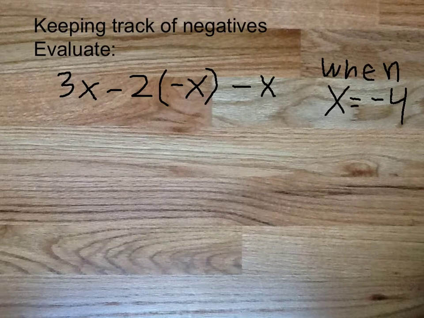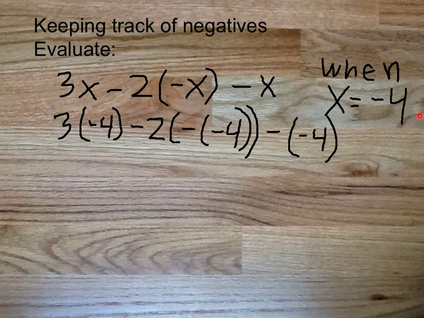Okay, as a demonstration of keeping track of negative numbers, I'm going to evaluate this expression, 3x minus 2 times negative x minus x, when x is equal to negative 4. So the first thing I'm going to do is take the negative 4 and put that in place of x, literally in each of these places.